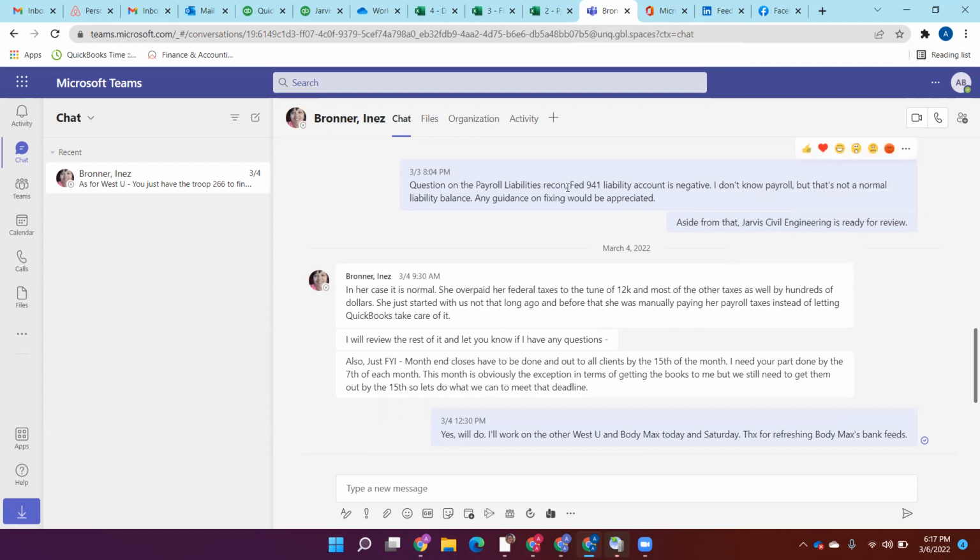Because I asked her, it's negative. And I don't know the detail involved with payroll, but obviously a liability is not supposed to be negative. So yeah, if it's a prepaid, it ends up being a negative, right? So overpaid is basically she prepaid her taxes, and that's why it's showing a negative in that account.